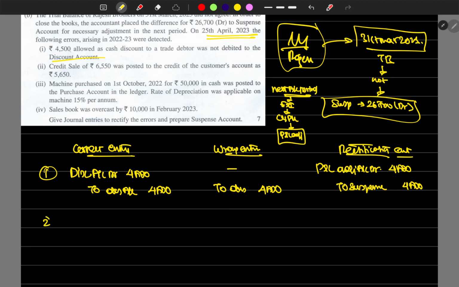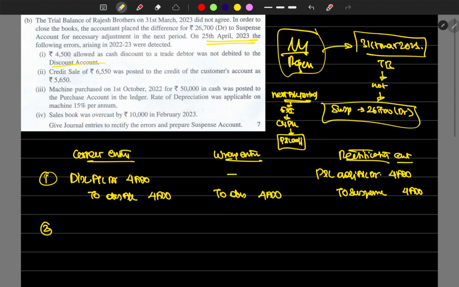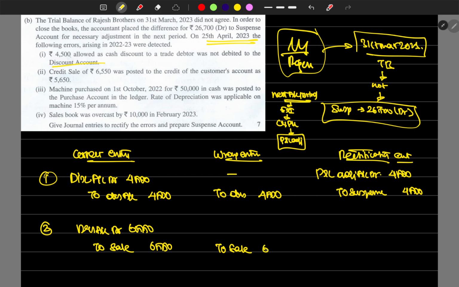Second entry. Credit sale they have done. What's the entry for credit sales? Debtors account debit to sale. How much? 6,550 is the correct entry. What they actually did was post to the credit of the customer's account as 5,650. The sale was right, 6,550, but in the debtors account, actually it has to be debited, they have credited it.